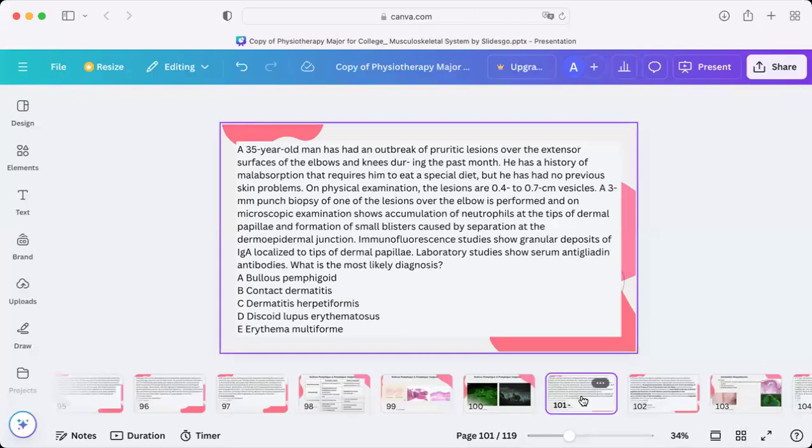That gives it away. Which is the most likely diagnosis? Is it bullous pemphigoid, contact dermatitis, dermatitis herpetiformis, discoid lupus, or erythema multiforme? Good job, guys. Guys, how does erythema multiforme present? How does option E present?